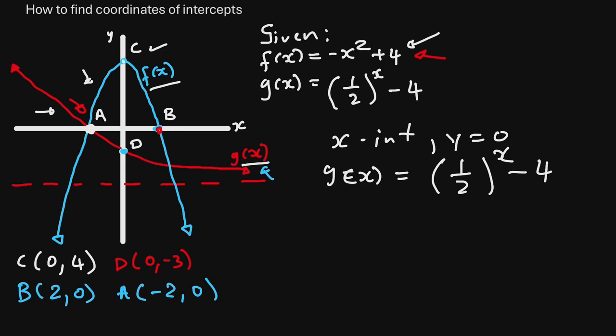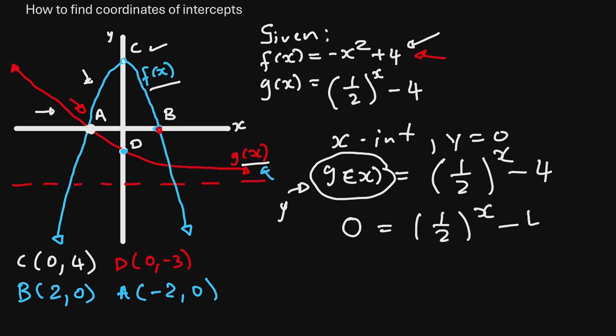So now we are going to substitute the value of y as 0. But remember, this g of x is the same thing as y. So that means where we see g of x, we can put 0, because we are looking for the x-intercept, and then we know the y value is 0. So you're going to have 0 = (1/2)^x - 4. So now what we have to do, we have to solve for the value of x. We can take this negative 4 to the other side. So it's going to be positive 4.